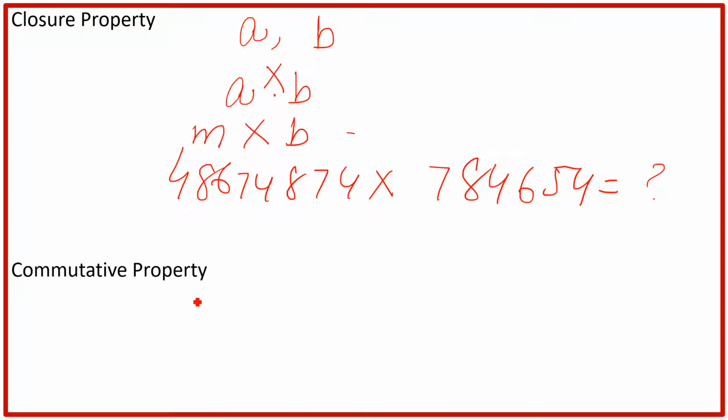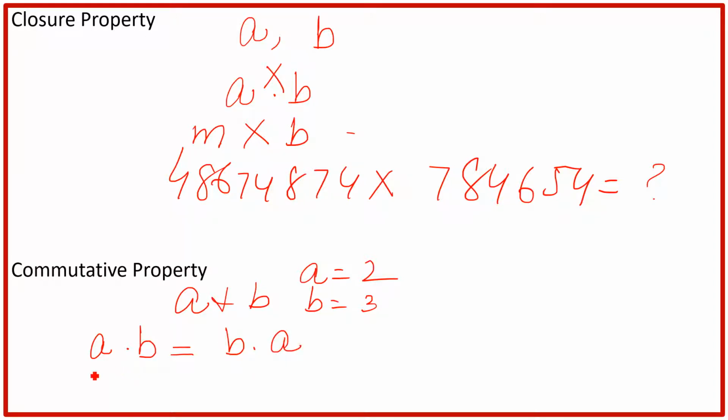Commutative property, same thing. Suppose we have a and b, two whole numbers. Suppose a equals 2 and b equals 3. If we multiply, a dot b equals b dot a. Put the values a is equal to 2, b is 3: 2 times 3, or 3 times 2, we will get the same answer. Whether we write a first or b first, we will get the same answer. This is called the commutative property of multiplication.